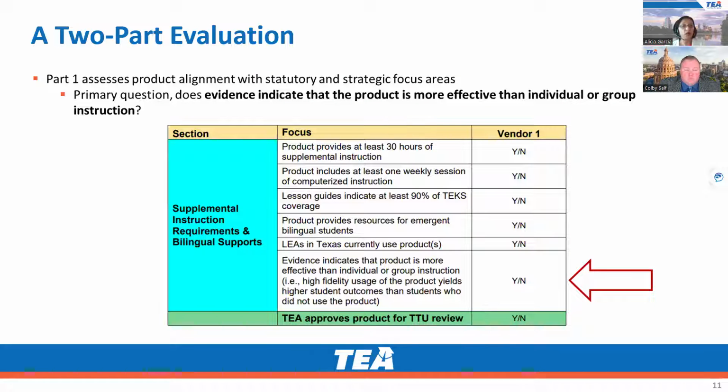But most importantly, we were looking at our primary question, which was, does the product provide evidence that indicates that the product is more effective than individual or group instruction? And so we did not analyze that evidence. We were just ensuring that that evidence was included as part of the submitted application.